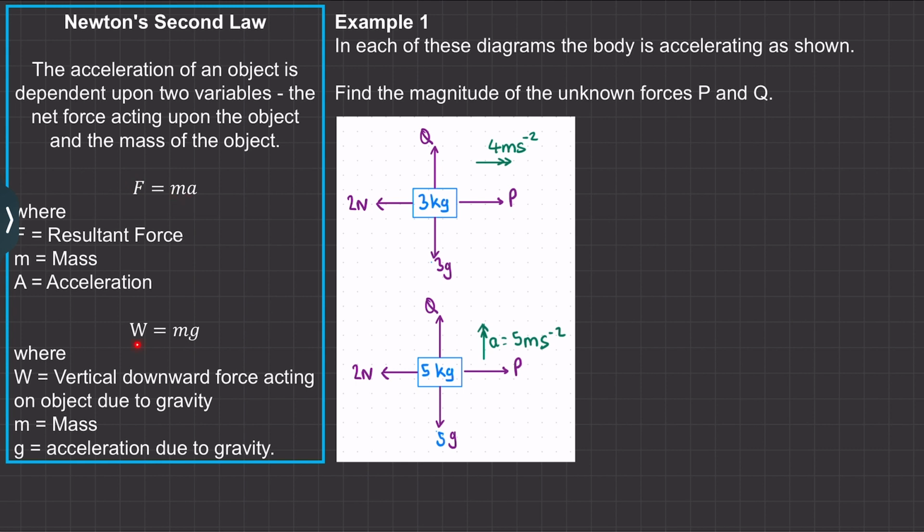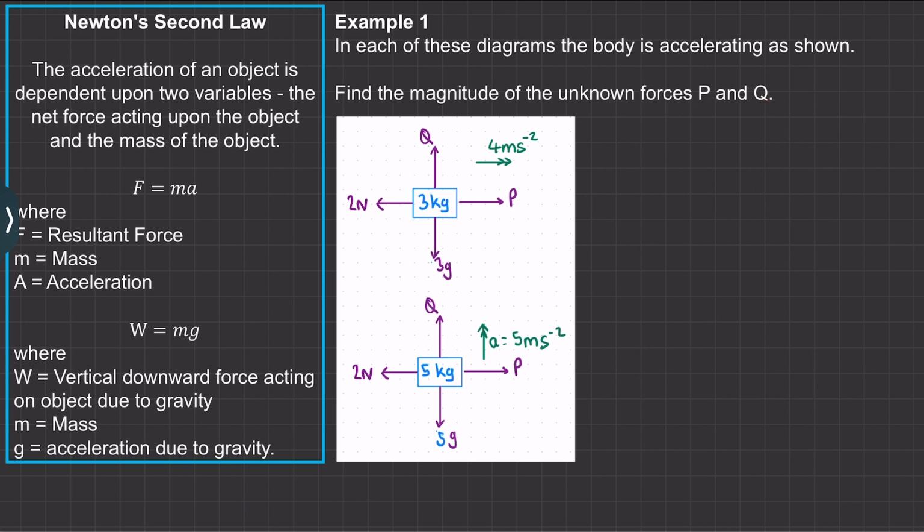And this is true for weight, where m is still the mass, but g is now the acceleration due to gravity. And this is approximately 9.8 meters per second squared. So we're going to apply these ideas in example 1, where we've been asked to work out the magnitude of the unknown forces P and Q.